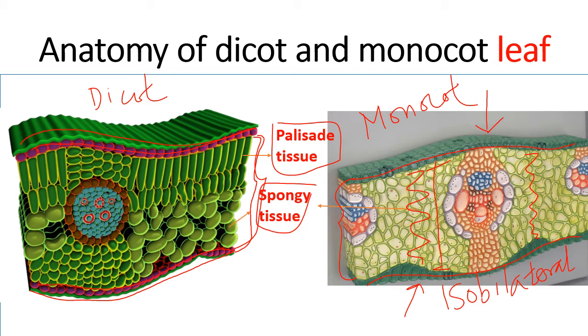Why is this called isobilateral? Iso means similar, bi means two. This is one and this is two, and lateral. And if you look here, there is no similarity throughout the length, so this type of leaf is called a dorsiventral leaf.